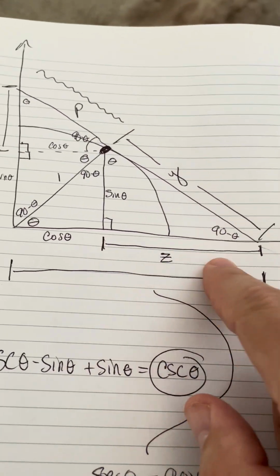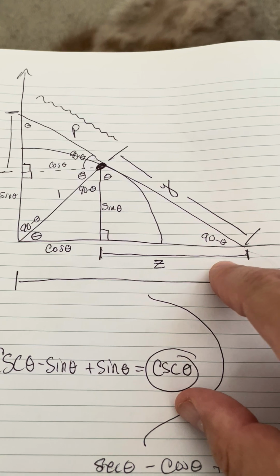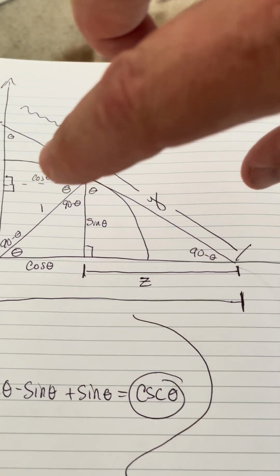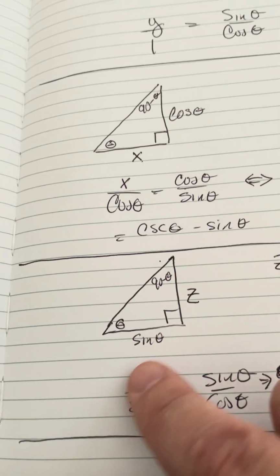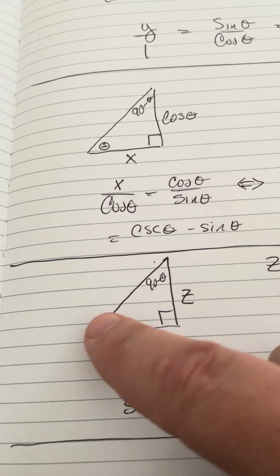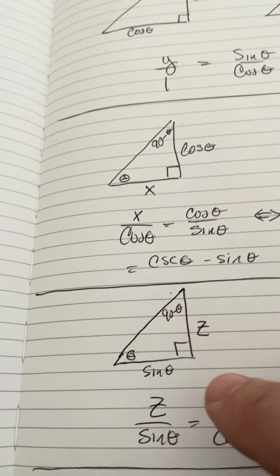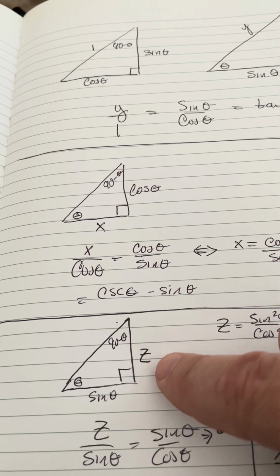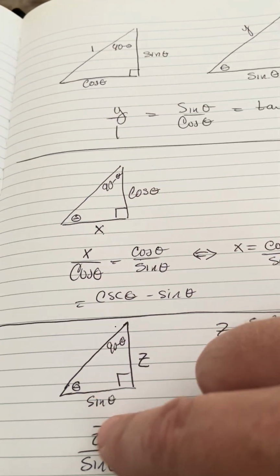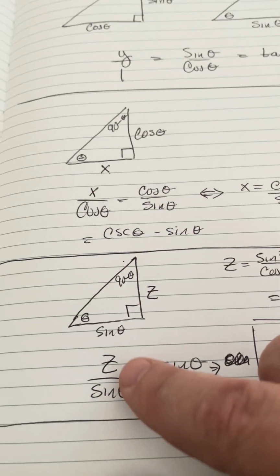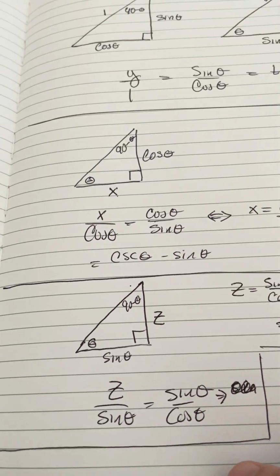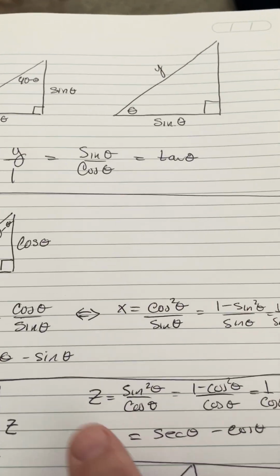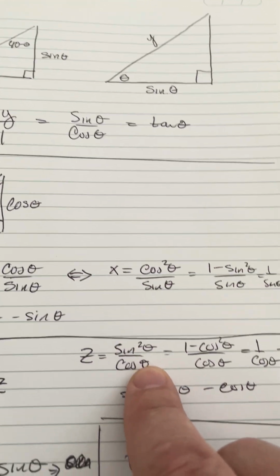All right, going to do the same thing here. So we're going to find out what z is. I'm going to take my triangle, lift it, tilt it, and lay it down here. So I have the side z, I have the sine, I have the theta, and the 90 minus theta. I'm going to go back and work from my reference triangle. So z is to sine as sine is to cosine. Okay, now cross multiply, and so I have z is equal to sine squared over cosine.